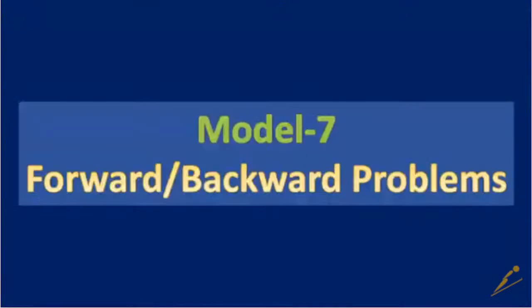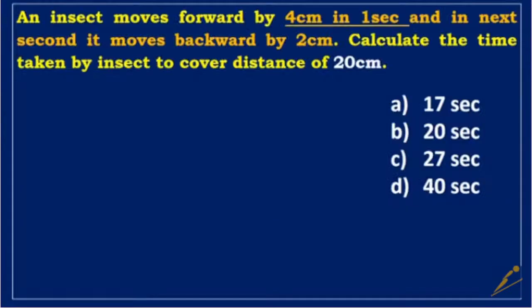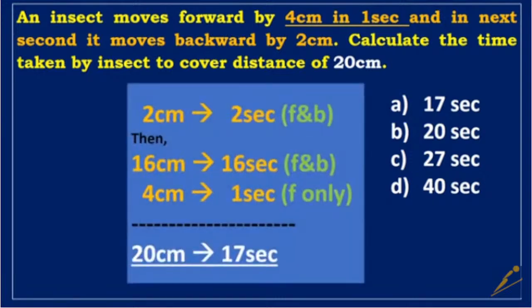Model 7. Forward, backward problems. Example 1. An insect moves forward by 4 centimeters in 1 second and in the next second it moves backward by 2 centimeters. Calculate the time taken by the insect to cover a distance of 20 centimeters. An insect moves forward 4 centimeters in the first second. An insect moves 2 centimeters backward in the next second.